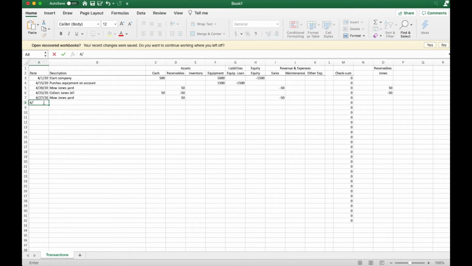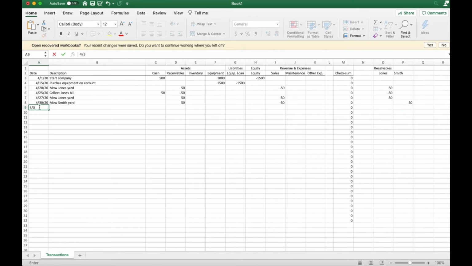And then let's go down here on April 30th. I'm going to mow, let's say, the Smith's yard. So I mow the Smith's yard. Oh, look at that. I forgot to put the $50 in the Jones receivable. So I went back and did that. Now, I mowed the Smith's yard for $50 as well. I enter my $50 receivable, my sale, and then I add a column to receivable, kind of what we call a subledger if you have accounting knowledge, but the subledger for the Smiths is now $50.